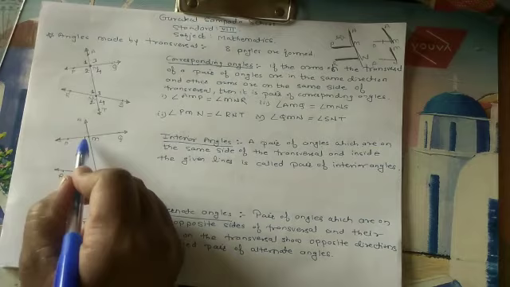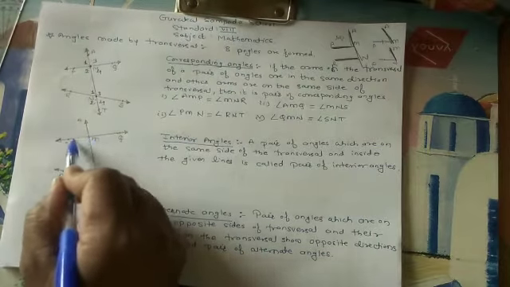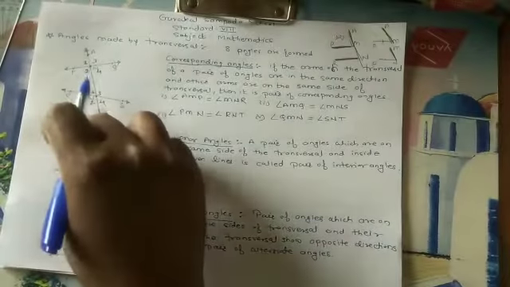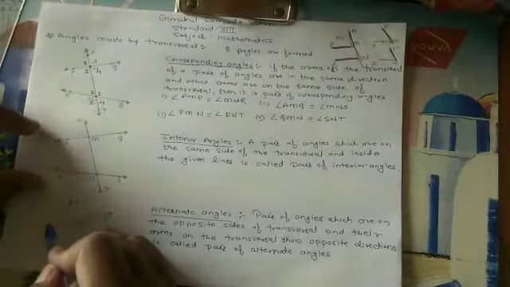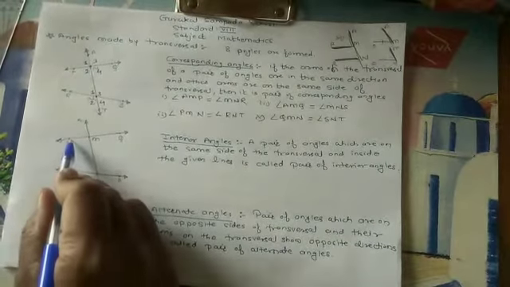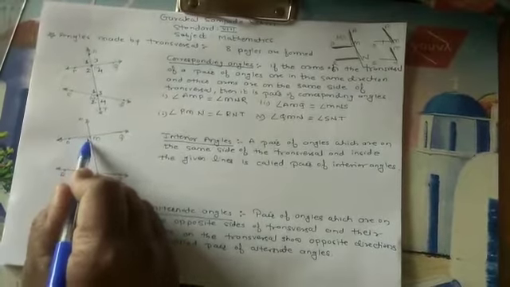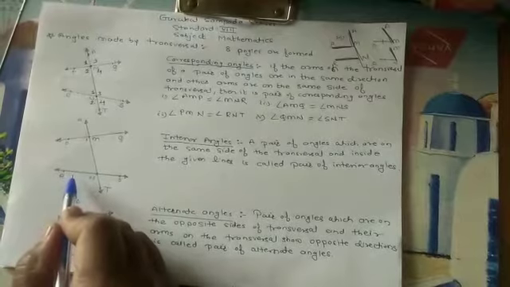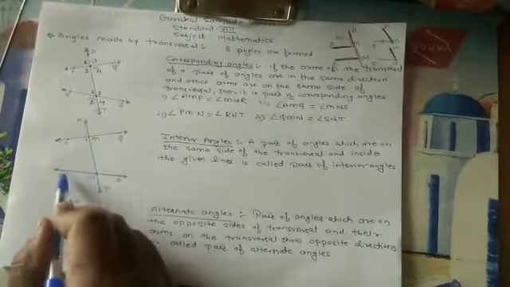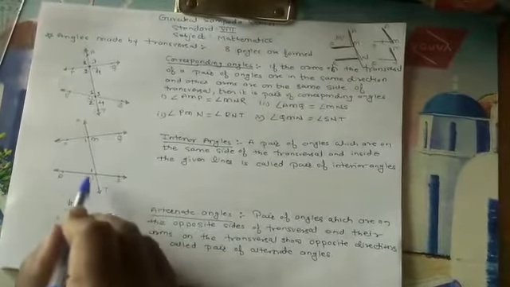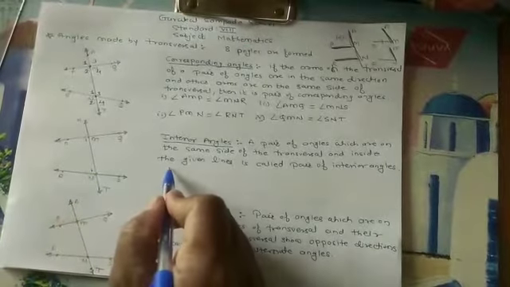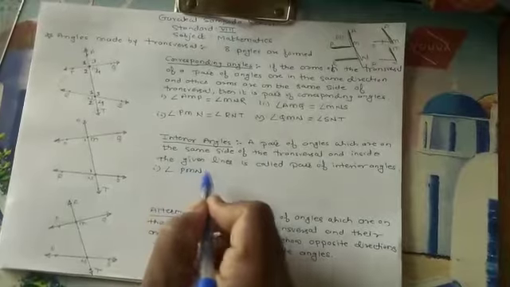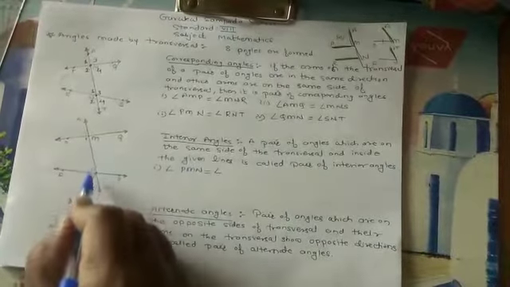Now see here, inside the given lines means, suppose here is the first line PQ, then RS. So in between these two lines, here is angle PMN, and the second angle is MNR. So inside this, very simple. So the interior angles are: first angle PMN, which is equal to angle MNR.